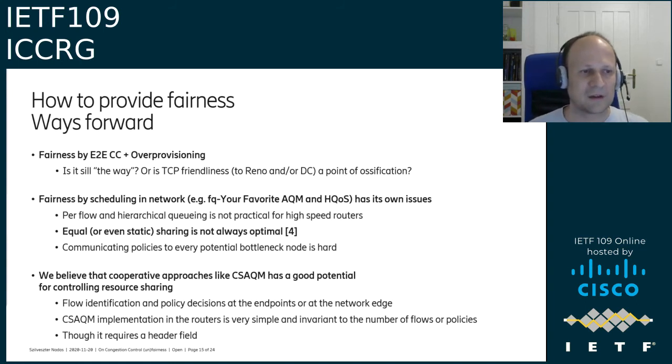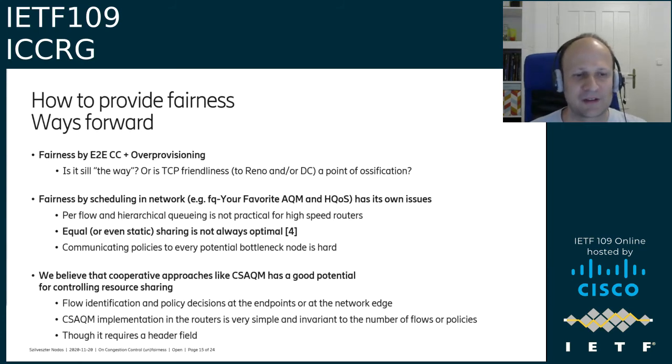There is another method used quite often, that is fairness by scheduling in the network, for example, FQ AQMs and hierarchical QoS. And this is working quite well. It has its issues. It's not practical for high-speed users. It results in equal or static sharing, which is not always optimal. And communicating policies to every potential bottleneck is hard. So we believe that cooperative approaches like CCSAQM have good potential for controlling resource sharing.